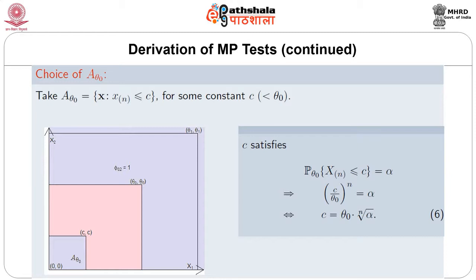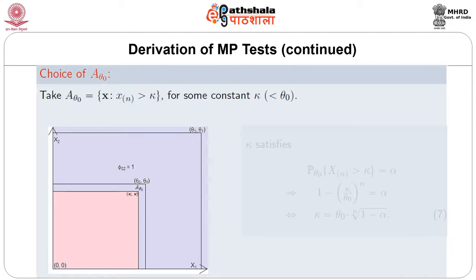And you see this region A theta naught here. This is a small square whose area is c square. So, this is for n equal to 2. For general n, this is c to the power n. So, the probability is c to the power n by theta naught to the power n. So, you can calculate this probability using the area of this square also.